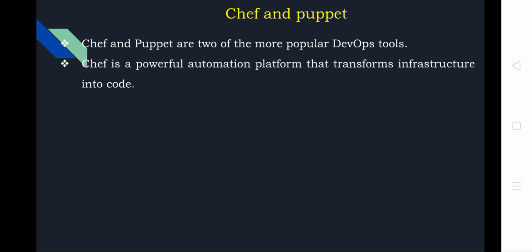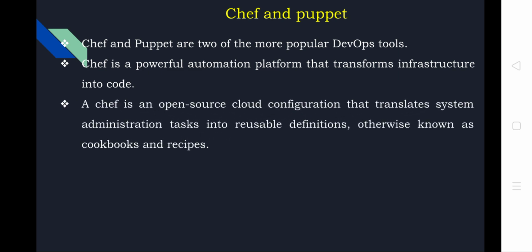Chef is a powerful automation platform that transforms infrastructure into code. What it means is we define an infrastructure, and from the infrastructure, Chef is able to convert it into code. So that means the code is automated.